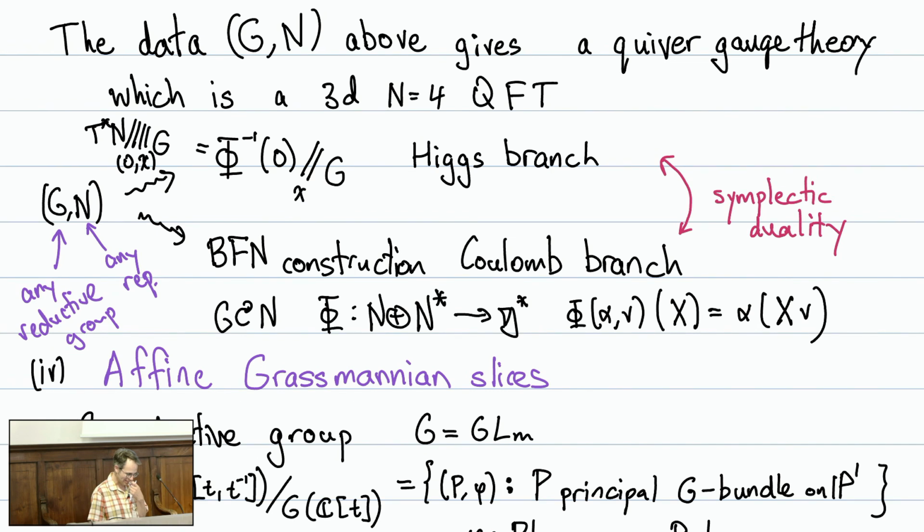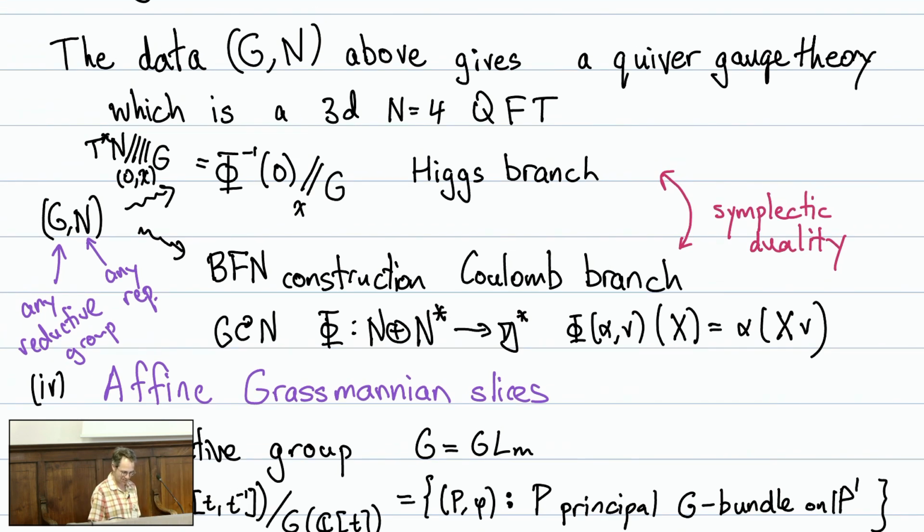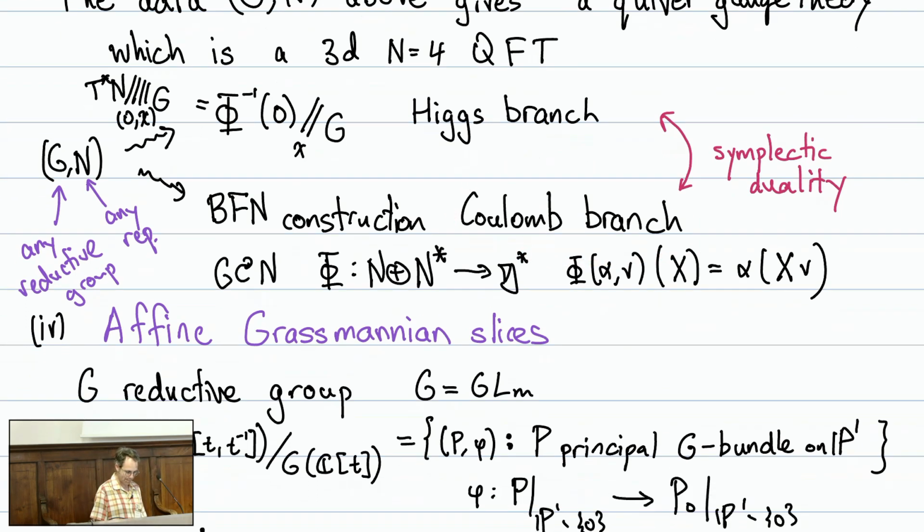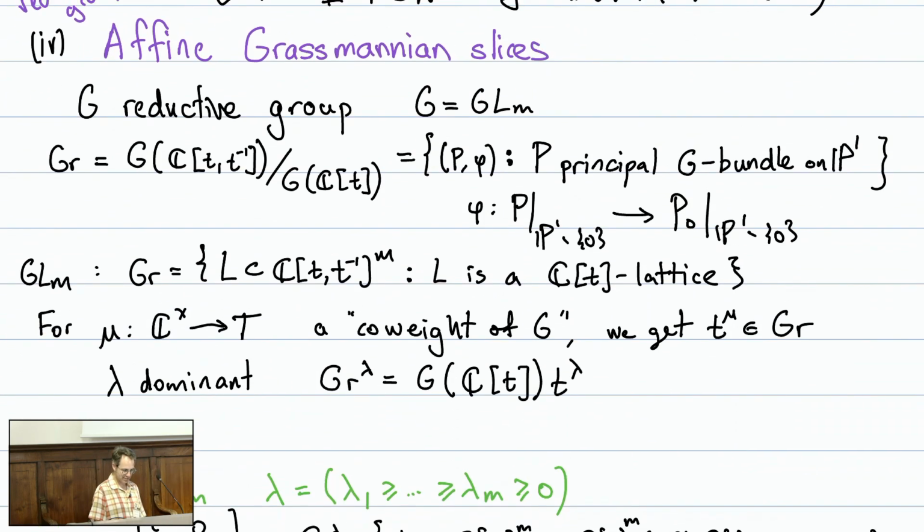Okay, so I just brought up this picture as a motivation for what comes next. I'm going to tell you again what the Coulomb branch is associated to those quiver varieties. So now we start our new topic. I'm going to tell you about something which you may not have seen before. It's maybe the least likely, but my favorite topic, affine Grassmannian slices. So I start now with a reductive group.